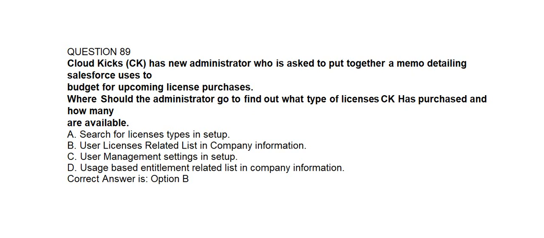Option A. Search for license type in Setup. Option B. User license related list in company information. Option C. User management settings in Setup. Option D. Usage-based entitlement related list in company information. Correct answer is option B. User license related list in company information.